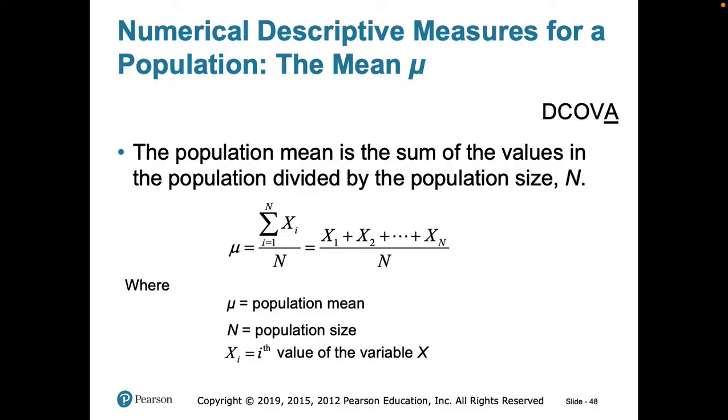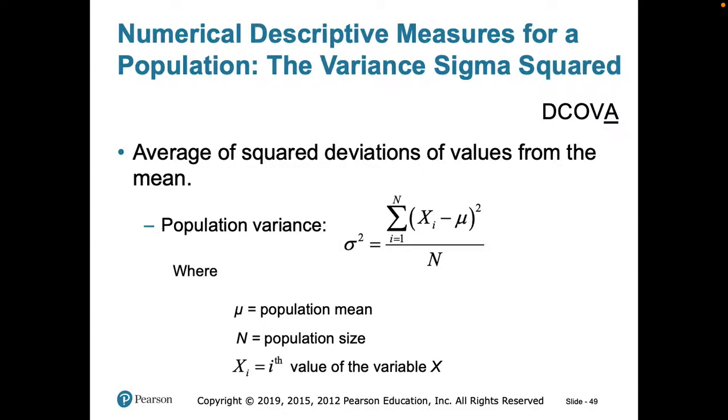So here your population mean equals the sum of all the values divided by the size of the population. And for the variance, we'll once again use the Greek letter sigma, and that will be sigma squared. Remember how we square the values? You take each value minus the mean, square those, add them, and divide by the number of observations that you have, in this case the entire population. So you have your population size, your population mean, and your number of values.